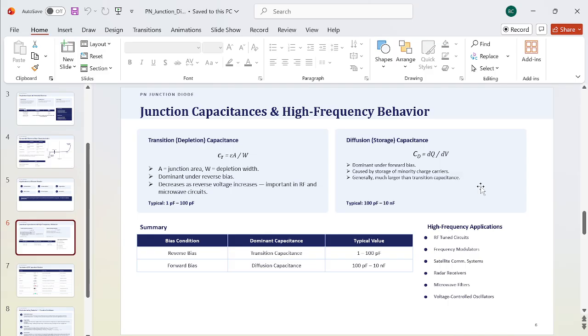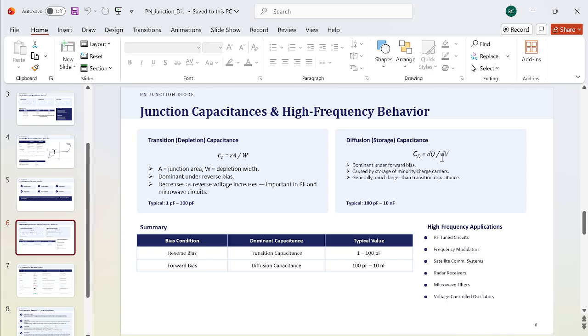Now this capacitance is present under reverse bias also, but the point to remember here is that this diffusion or storage capacitance, denoted by CD, is dominant under forward bias. So if the diode is working under forward bias conditions, then diffusion capacitance will dominate over transition region capacitance, whereas when the diode is operating under reverse bias, then the transition capacitance will dominate over diffusion capacitance.